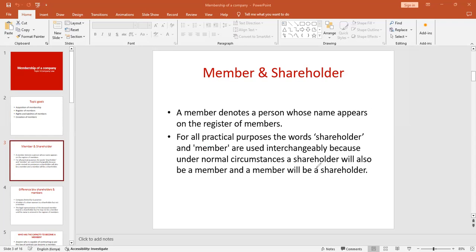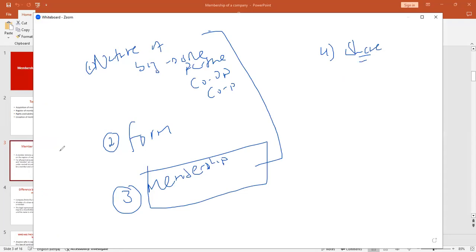Let me draw this here. When you're starting a company, the people who start a company are called promoters, right? Once the company has been incorporated, these people will either become shareholders, guarantors, whatever, but they become members, which is pretty much what you refer to as shareholders. But if a company is limited by guarantee, then they're not shareholders, they're guarantors.